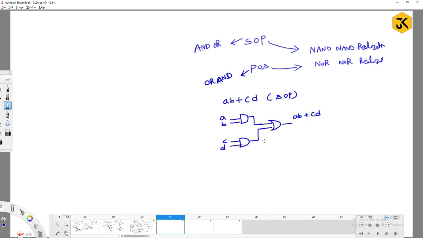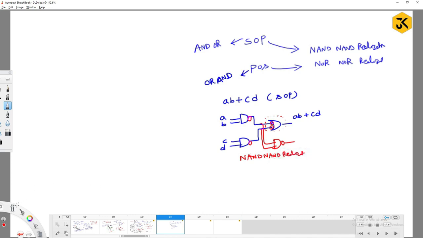For example, if you would like to implement it with NAND realization, what you will do is simply bubble the output of the AND gates, and the inputs of the OR gate are also going to be bubbled. So this OR gate with bubbled inputs will indirectly act as a NAND gate. This input will be given like this, and this input like this, so that it is the implementation of NAND realization.